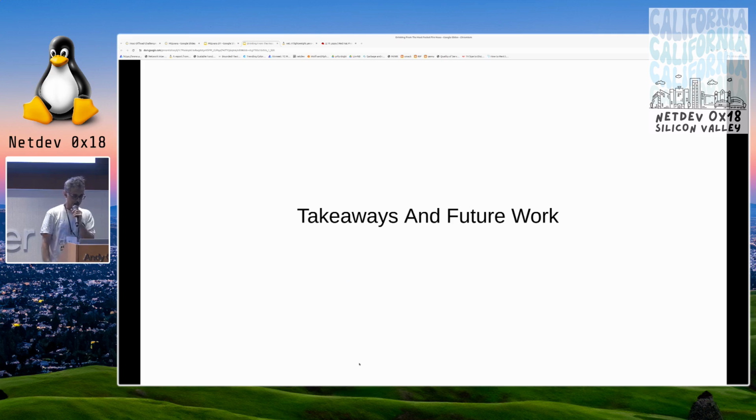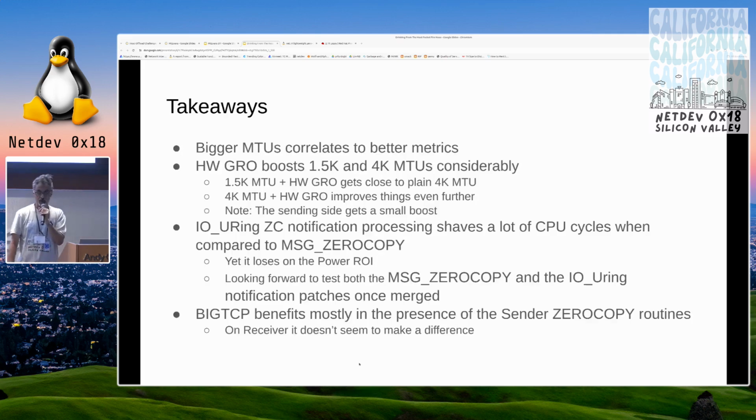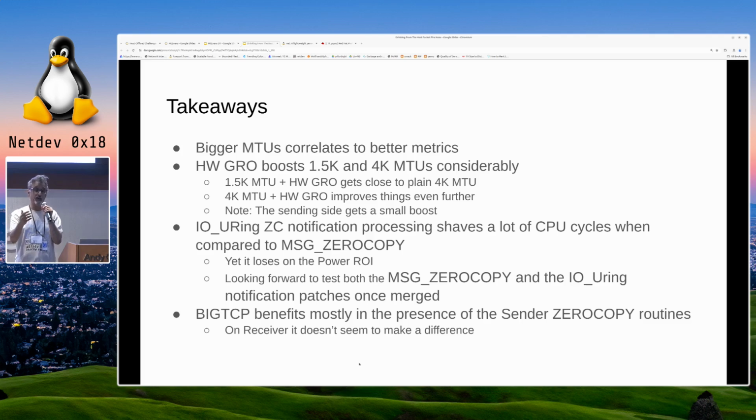Okay, so takeaways. Big MTUs correlate to better metrics. I guess everybody knew that. Hardware GRO is my new favorite feature. I would almost claim I don't want to change my application. I don't want to do zero copy at all, because I'm almost at par with zero copy. And we haven't tested it with the 8K. The Intel NIC does 64 kilobytes hardware GRO, but there's probably a future where it could do more, which we expect.